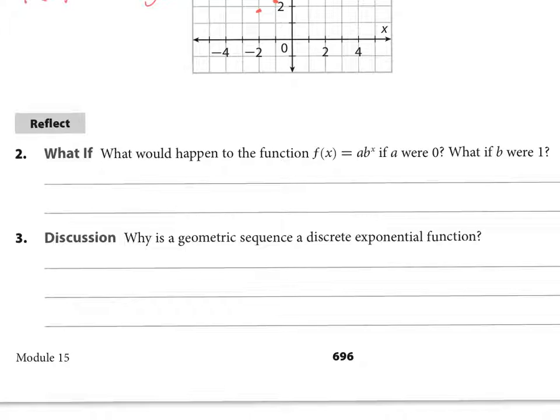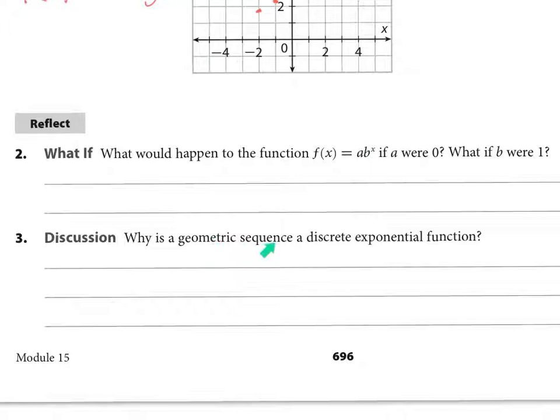So real quickly, let's address these two questions. What would happen to the function if a were 0? We talked about this. If a were 0, this whole thing is 0, so it's just a constant. If b were 1, then 1 raised to any power is always 1. So again, this becomes a constant function.